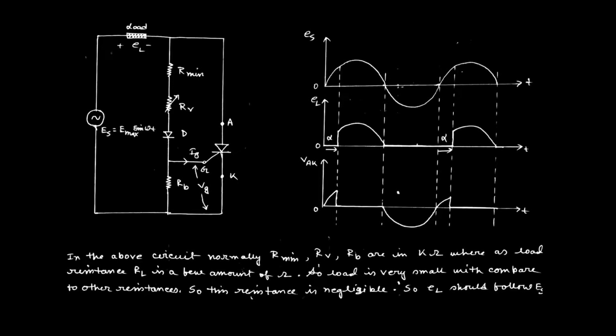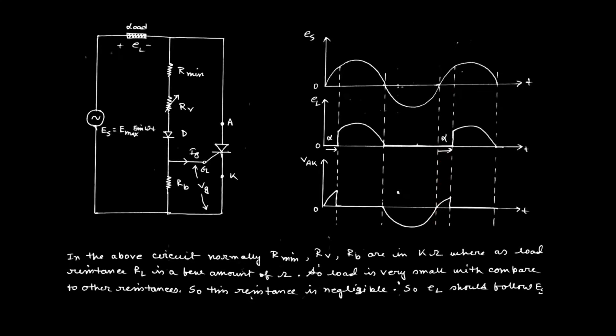Suppose we are applying this gate current from the supply with some delay angle that is defined by alpha. Alpha is called the delay angle of the gate firing, the delay angle of the gate pulse. Once the thyristor is fired by this gate pulse, which is defined by this dotted line, this is the 180 degree line, and this axis is defined by 360 degrees. That means what?